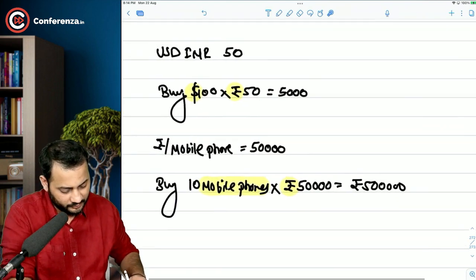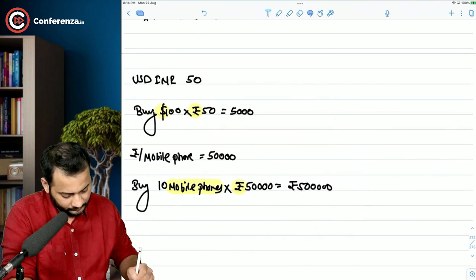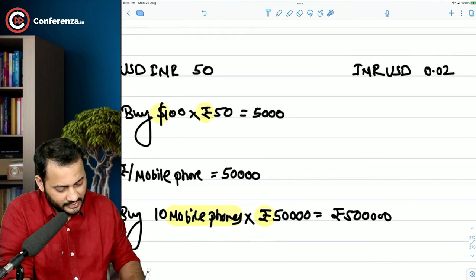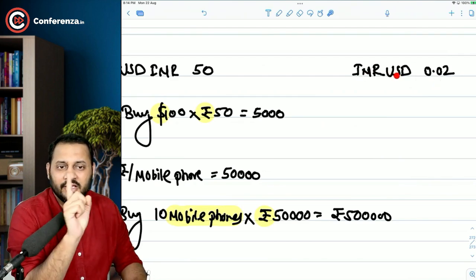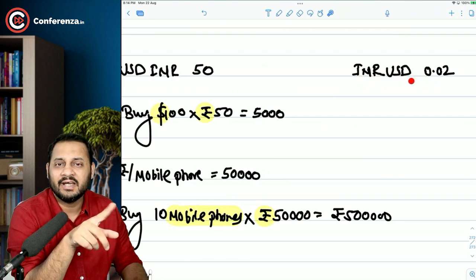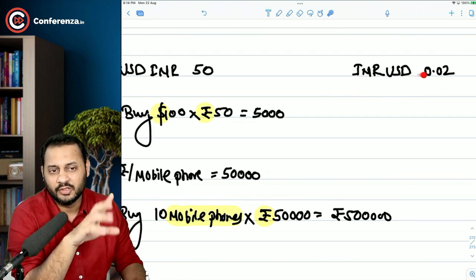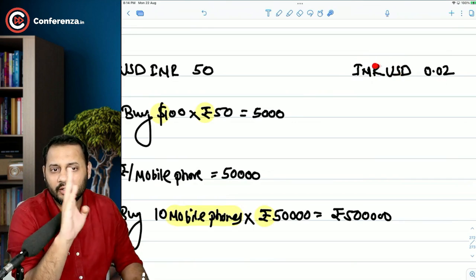But let me give you one more pattern. Let's say now the rate is given to you as INR USD 0.02. What is this? In this case, 0.02 is the price in dollars. So 0.02 is the dollar for 1 INR. This quotation is called an indirect quote because it is in the form of home currency and then foreign currency in ISO code. So 0.02 dollar per INR.